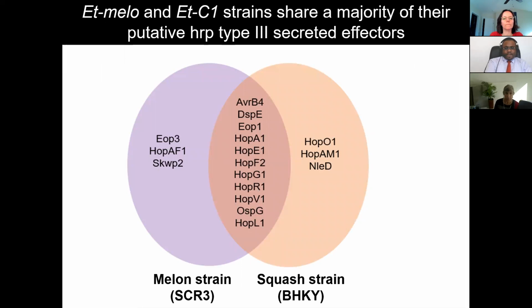Okay, so using a local BLAST database, we mined the effectors from the representative strain of each clade, and we identified 17 effectors. A majority of these effectors are shared by both clades, and 3 of them are actually specific to each clade.